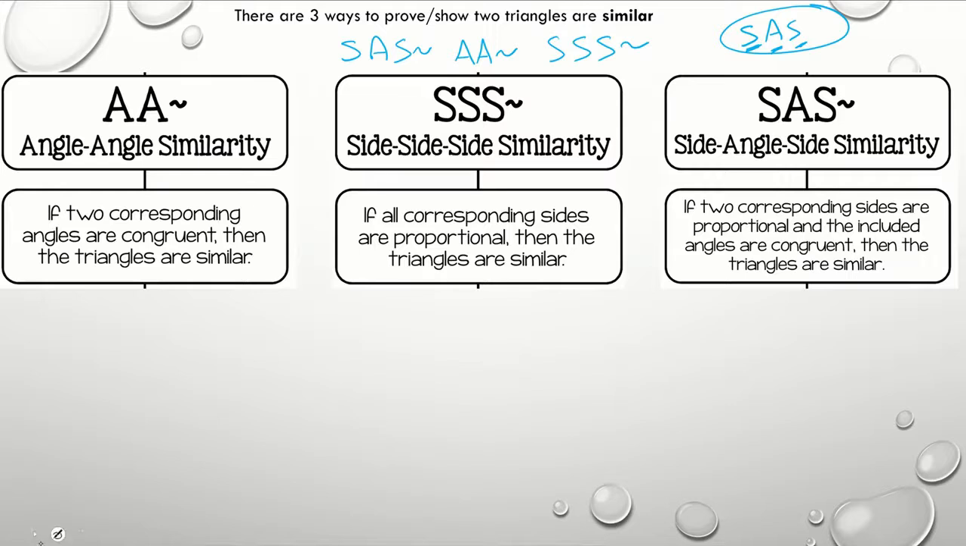And so we're going to draw some diagrams or some triangles that go with this. For angle, angle similarity, it's saying, and I'm going to highlight this for you guys, if two corresponding angles, and corresponding means they have to be in the same spot, right?